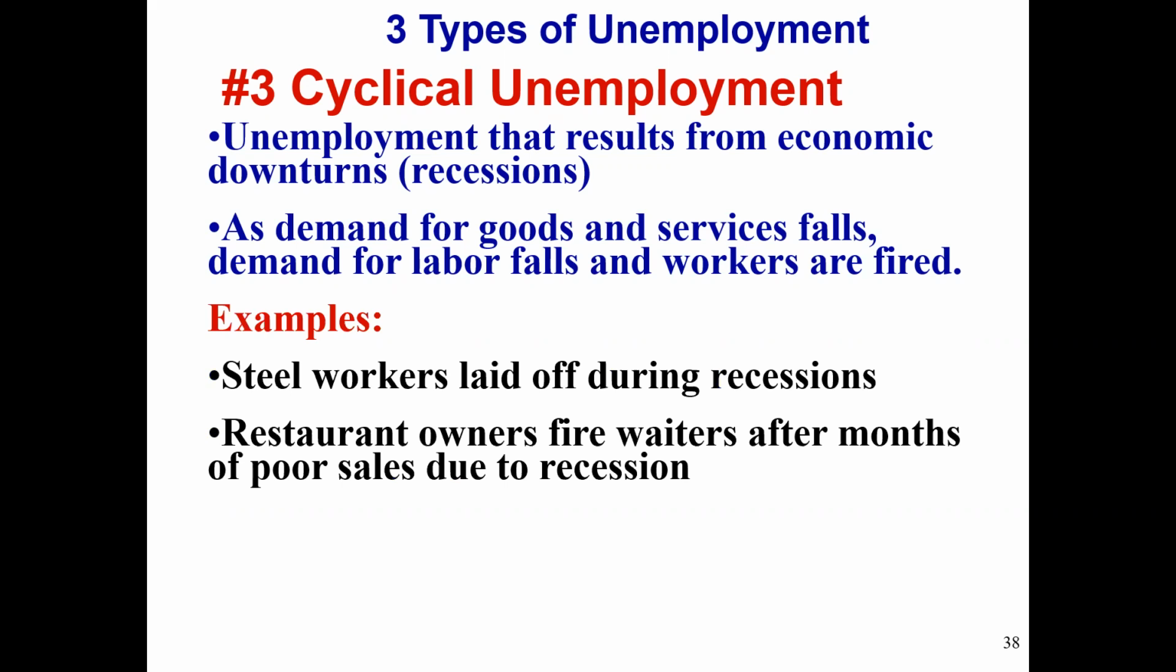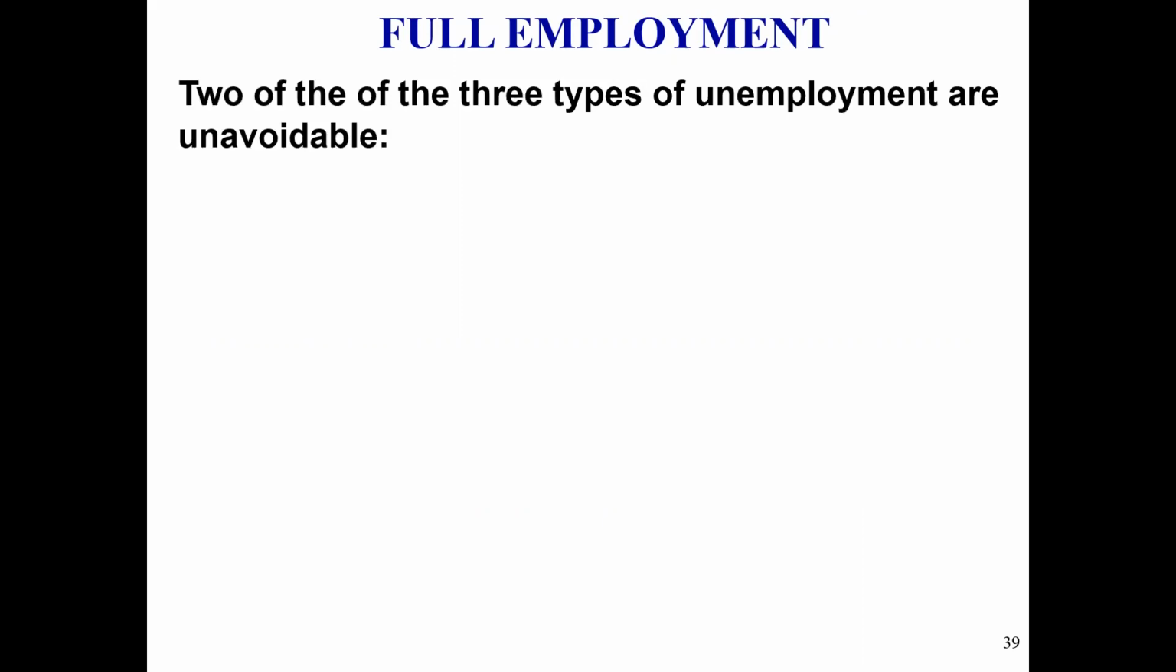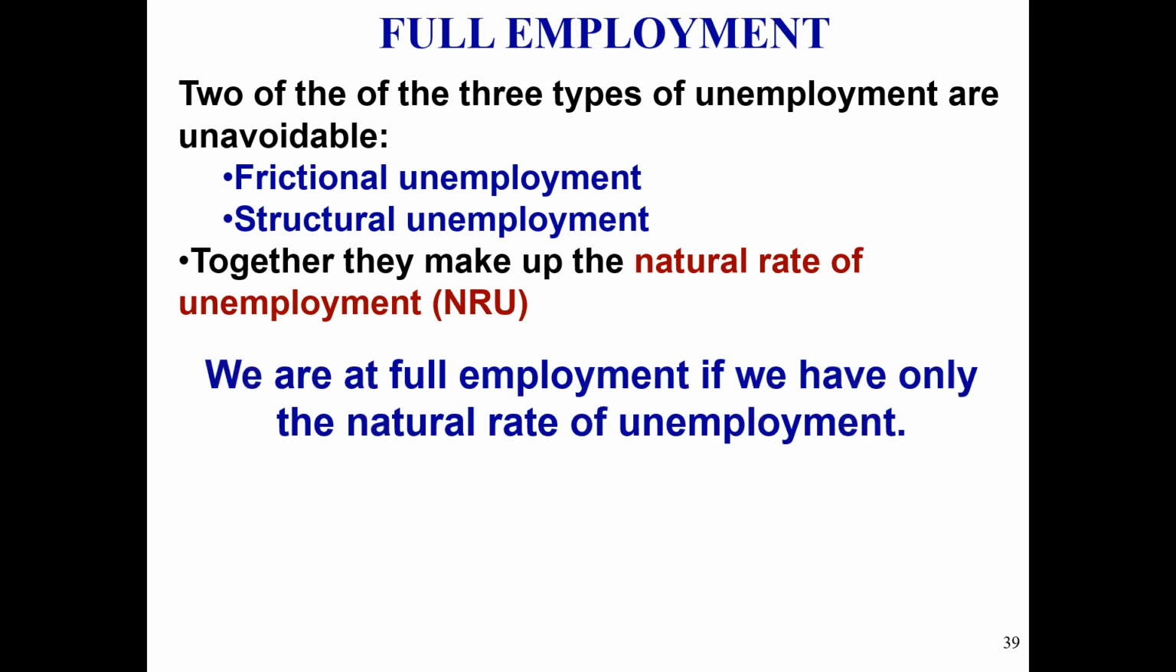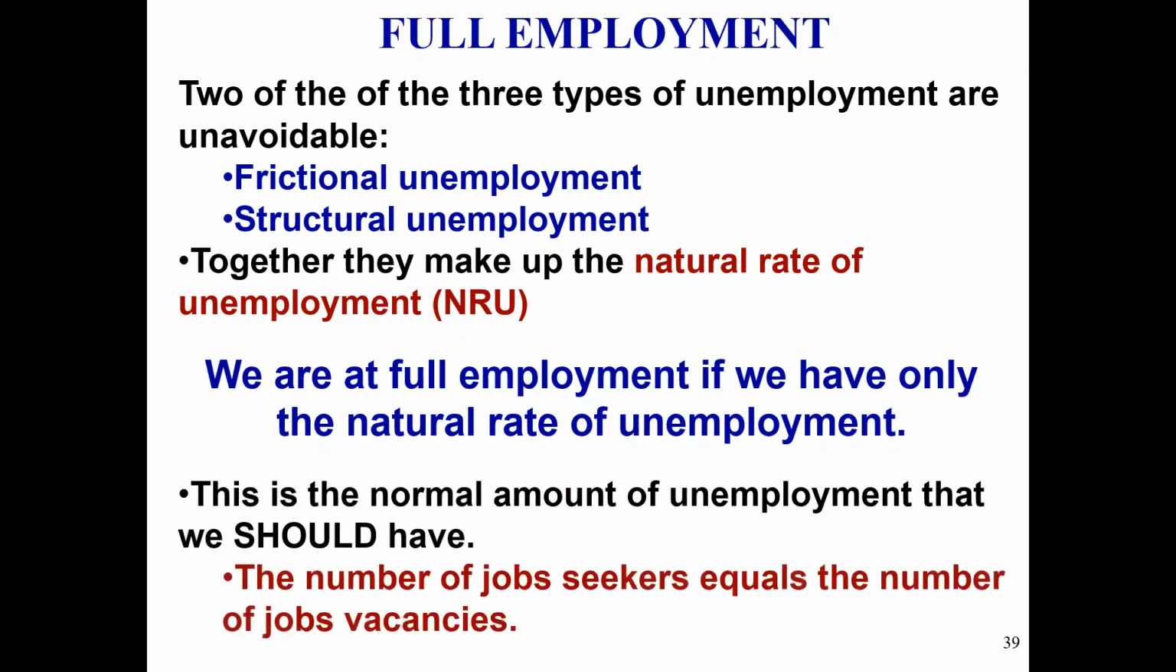You're always going to have frictional and structural. Cyclical, like now, we don't have any cyclical unemployment. So you could have zero cyclical unemployment. Full employment. Full employment really means frictional and structural unemployment, or no cyclical unemployment. Okay, so full employment is frictional unemployment or structural unemployment. All right, and you could also call it the natural rate of unemployment. We're at full employment if we only have natural rate. There is no cyclical unemployment.